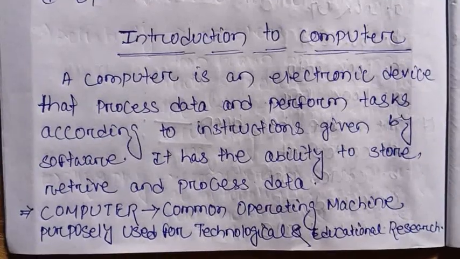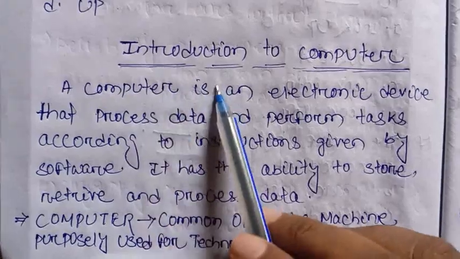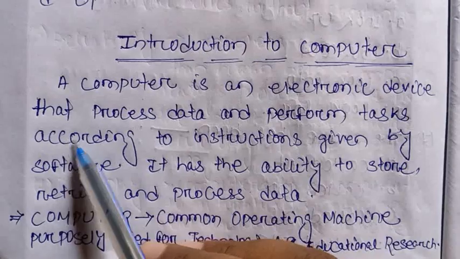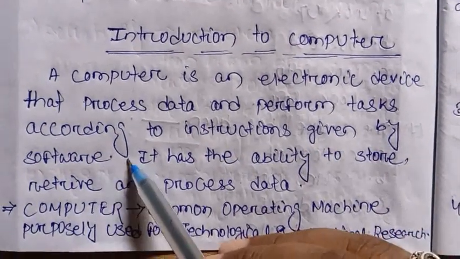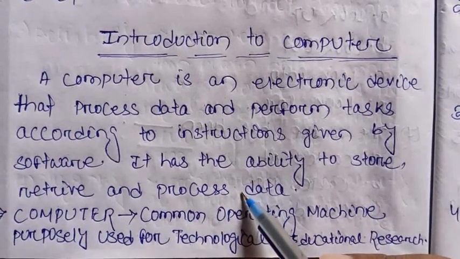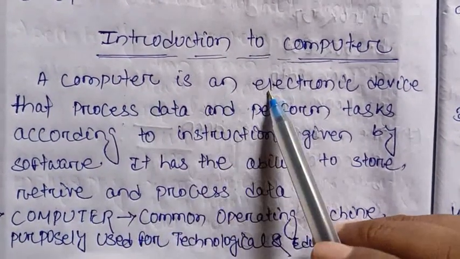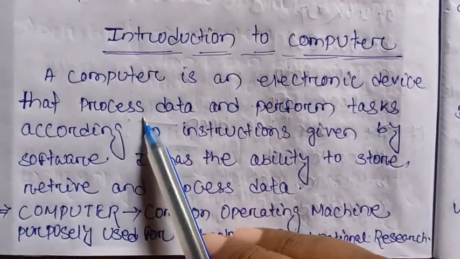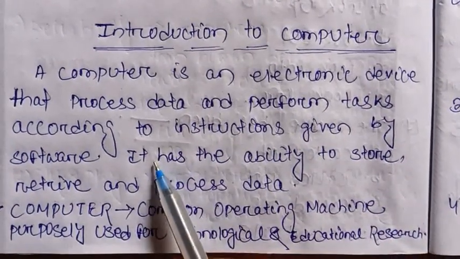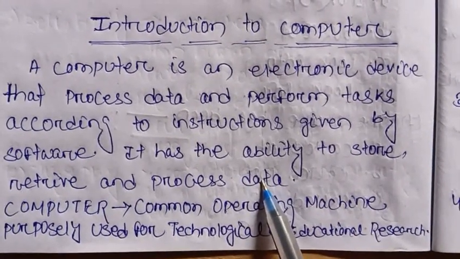Let's learn computer. Introduction to computer. A computer is an electronic device that processes data and performs tasks according to instructions given by software. It has the ability to store, retrieve and process data.